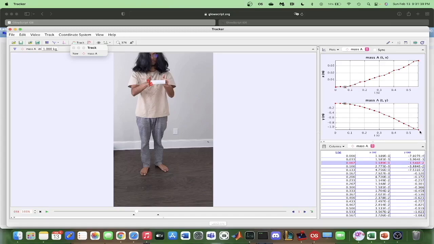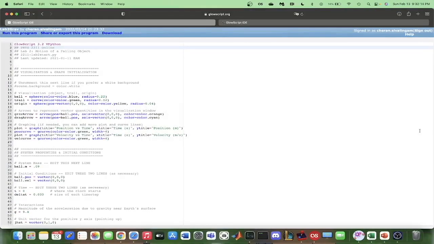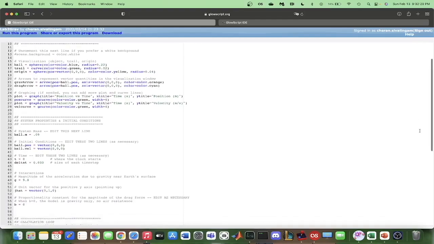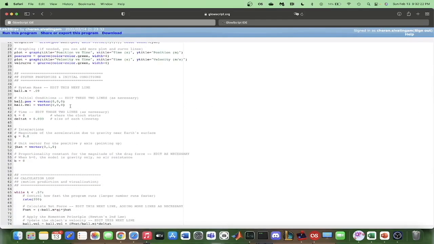position becoming constant. After I analyzed the video in Tracker, I created two models in GlowScript to simulate the motion of the object. The first model I made accounts for only gravity as a force acting on the object. Some important points to note in the code are the mass of the box, recorded in kilograms, and the delta t, which was found using the size of each timestamp of the video.